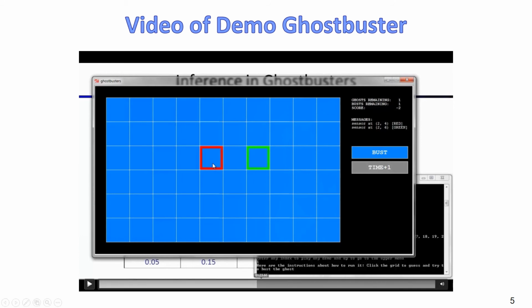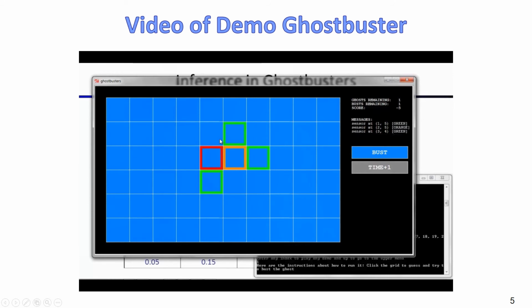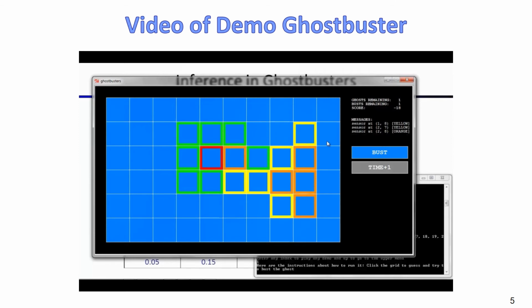So we'll continue doing some readings here. We do some readings around. We got green, we got orange. That actually lowers our belief that the ghost is there, because if that were the case, we would get so many oranges, but we tend to get more greens. Now we moved away, and we sense somewhere else. We started to get some yellows here.